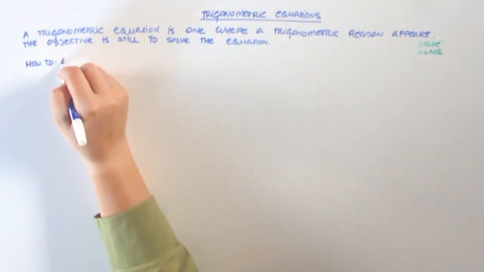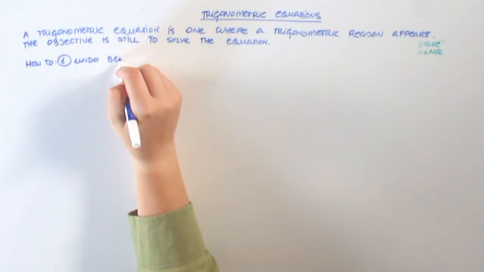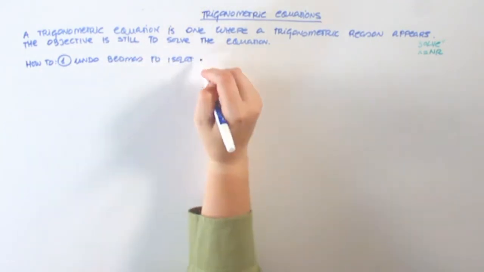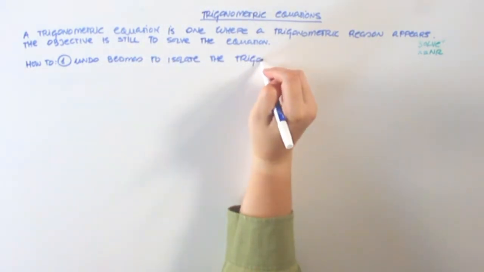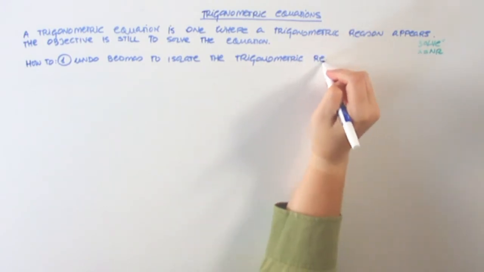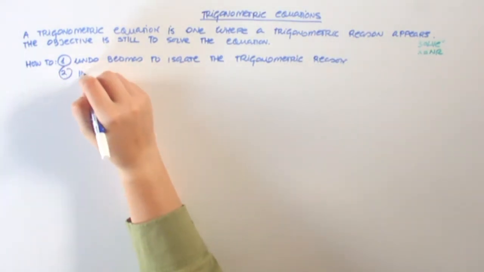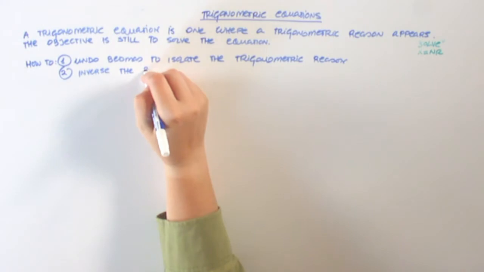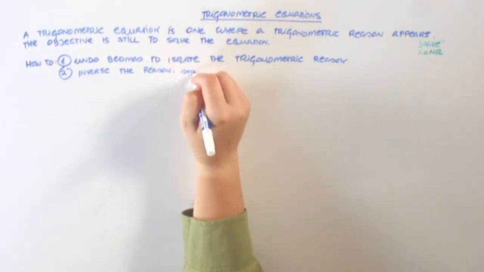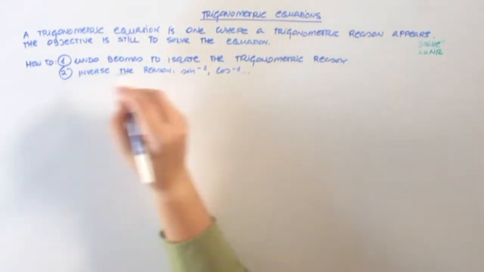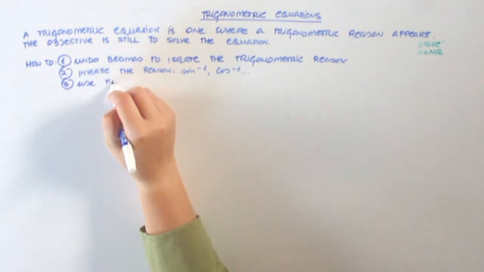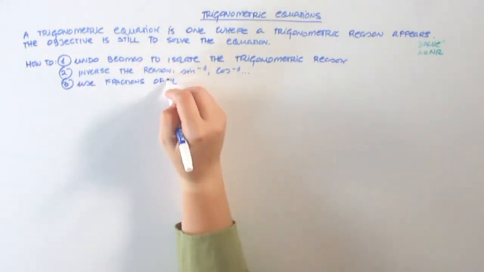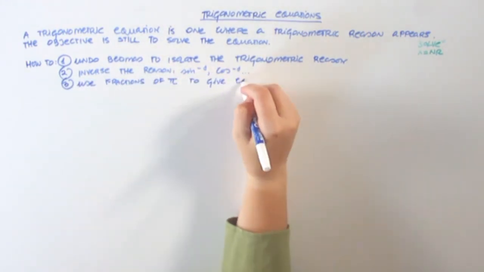Now, for our how-to step by step, first you need to undo your BEDMAS, rearrange to isolate the trigonometric ratio. Once you have it, you can inverse the ratio and take the arc sine or the arc cosine to solve. Then, if you need, you use fractions of pi to give exact solutions.